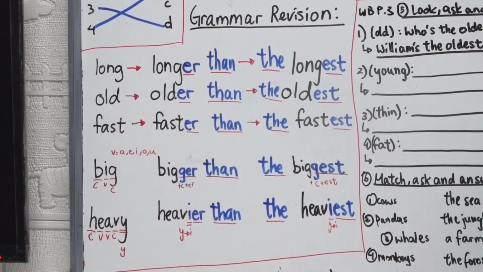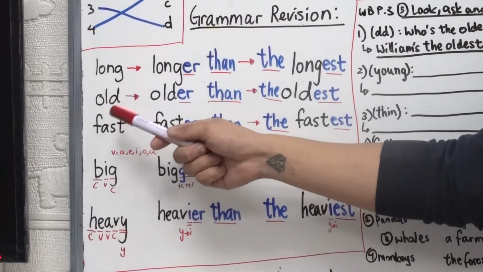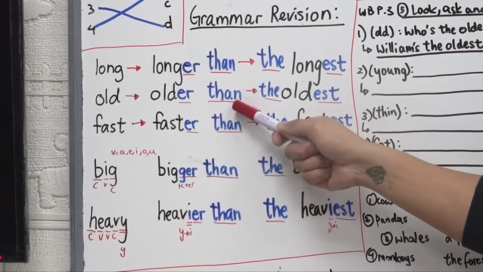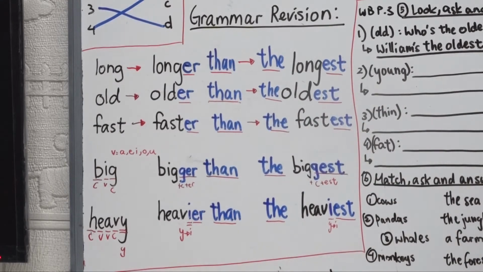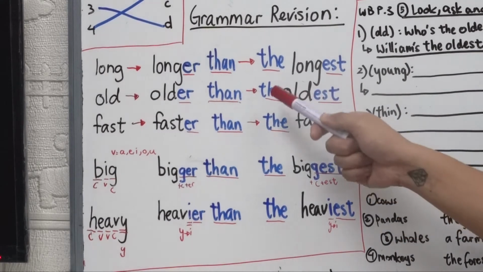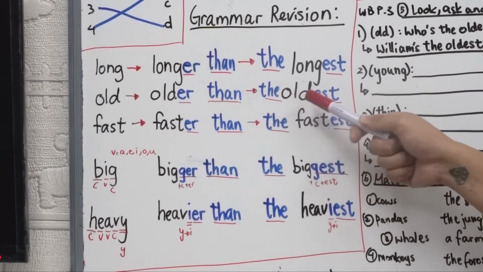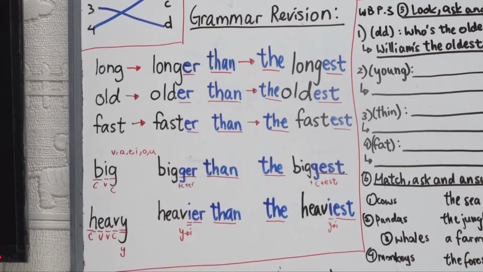So we have other examples. Old, okay? For example, Mr. Joe is old, right? But Mr. Joe is older than the student. But you can tell me your grandma and grandpa are older than me, right? So, older than Mr. Joe. So you can say, my grandma and grandpa are the oldest, right? They are the oldest.